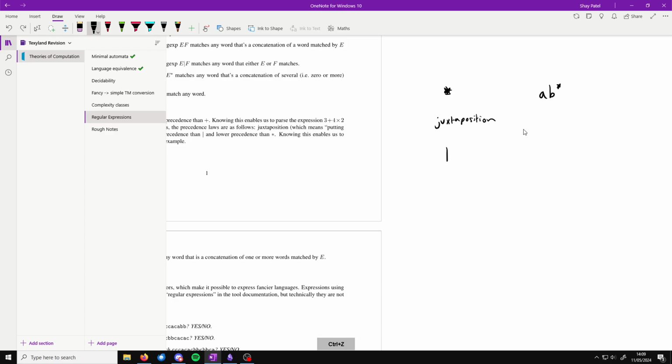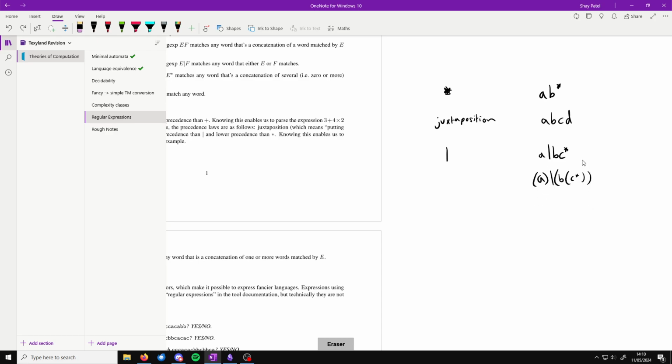Juxtaposition is when we just concatenate two things, like A, B, C, D, or concatenate multiple things. This is juxtaposition. You can imagine it as just concatenation. And then this is OR, so we have something like A or B. Because juxtaposition's higher than OR, if we have A or BC, this is not the same as A or B and then C. This is saying either A or BC. If we had something like a star here, this would be either A or B followed by any number of C's. One of these two options.